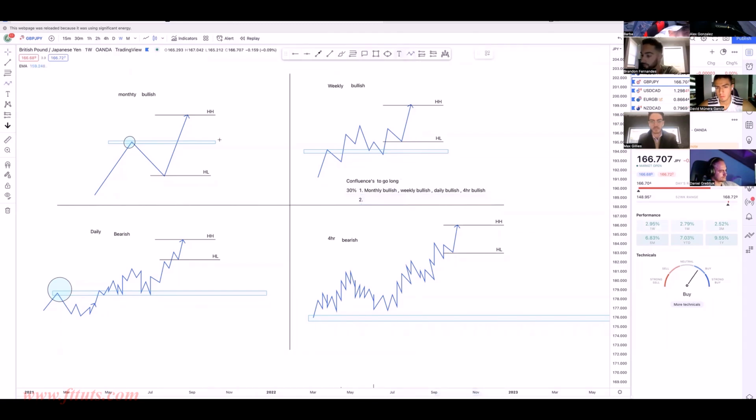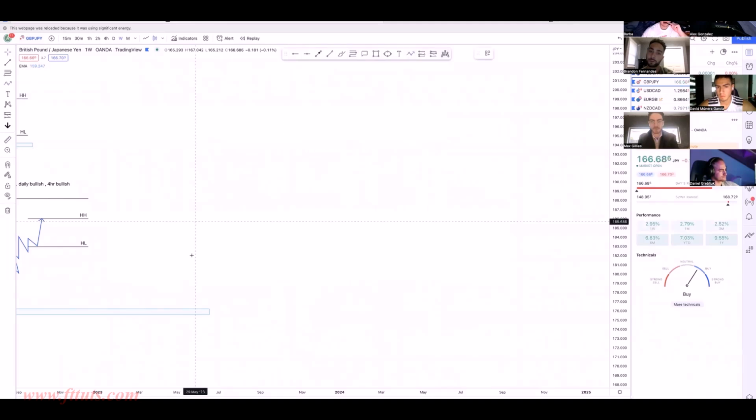As you can tell right now on the move, we are at a higher high. We're at a higher high on the monthly. We are at a higher high on the weekly. We are at a higher high on the daily and a higher high on the 4-hour. We are not buying anytime soon because we're at the highest point on every time frame. In order for us to buy, we need a higher low.